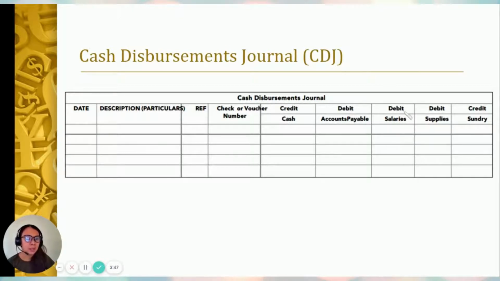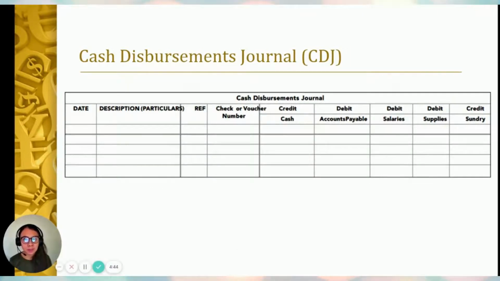Next would be salaries. So salary payment also results in disbursement of cash. And then this one, supplies, is when the business purchases supplies for business use, of course, then it can be debited as well. Now, similar to the cash receipts journal, we also have a column for sundry items. That means we're going to be using this for transactions that don't involve accounts payable, salaries, and supplies.